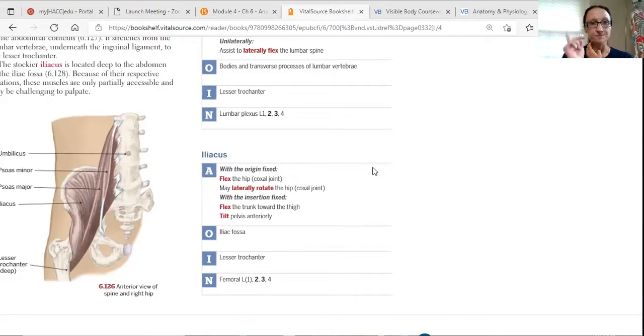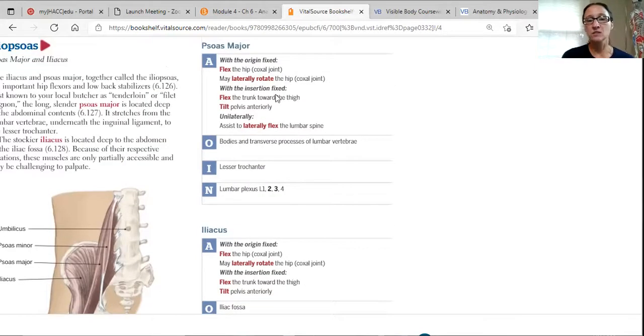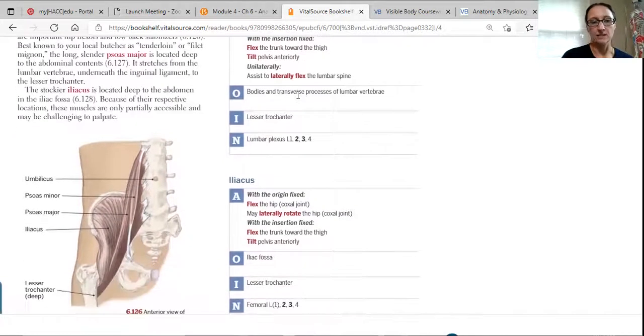All right, now, the other actions with the insertion fixed. Okay, so this is basically where we switch the origin and the insertion. So now what we're really saying is that the lesser trochanter is the origin, and then the iliac fossa or the bodies of the vertebrae are the insertion. Okay, so we're just switching everything around.